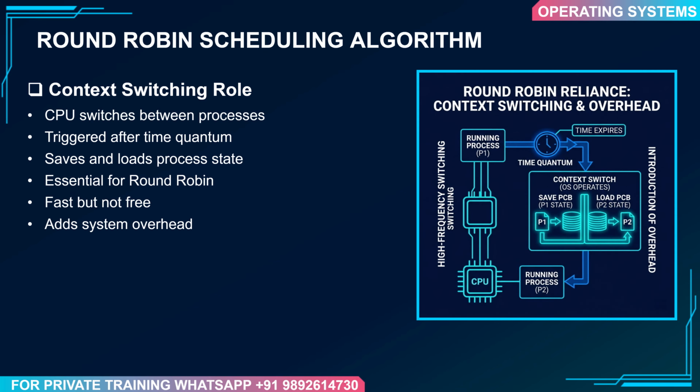At this point, it is important to connect this idea with something you already understand from earlier topics. When we discussed context switching, we learned how the CPU switches from one process to another. Round robin scheduling relies heavily on context switching. Every time the time quantum expires, the operating system performs a context switch, saving the current state of the running process and loading the next one. This switching happens very fast, but it is not free. It takes time and resources. So, while round robin improves fairness, it also introduces overhead due to frequent switching.